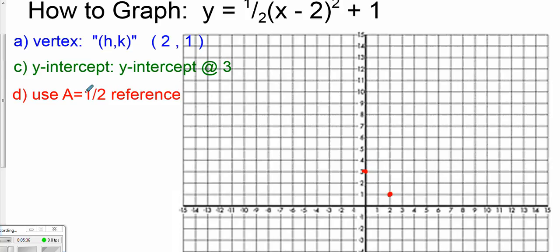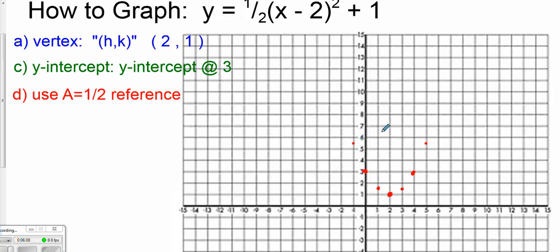We're going to use our reference of 1/2. So remember, a 1/2 reference means instead of going over 1 up 1, it's over 1 up a half. So just right there. Instead of over 2 up 4, it's only over 2 up 2. So here and here. Instead of over 3 up 9, we only go half of that. Over 3 up 1, 2, 3, 4 and a half.